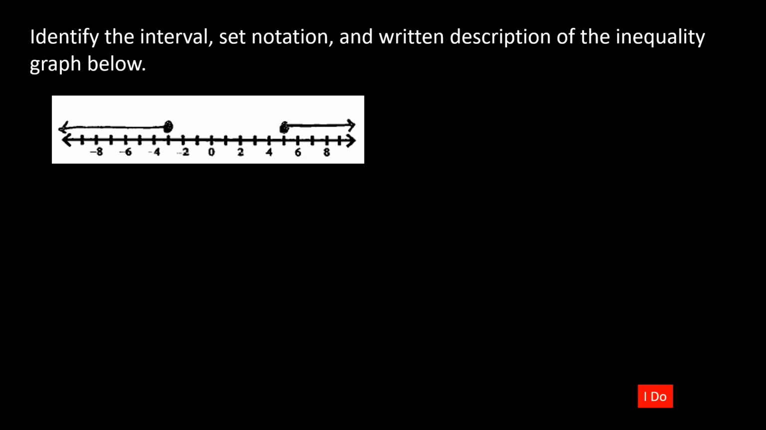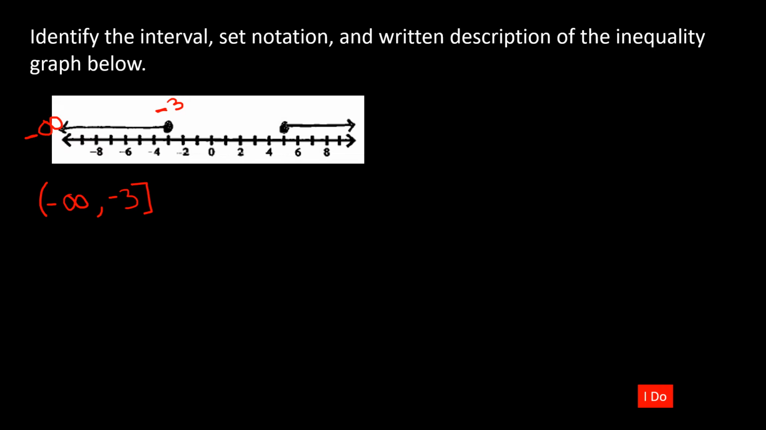This first problem says to identify the interval, set notation, and written description of the inequality below. So when we're doing this, you'll recall that we want to make sure that we start off by reading this from left to right. So I see here on this left part that we're coming in from negative infinity, and we're stopping here at -3. So we can already start writing our interval notation. We know we're going to go from negative infinity, and we always start that with a parentheses, because we can never get to negative or positive infinity. And then it stops at -3, and we use a bracket because it's a closed point.